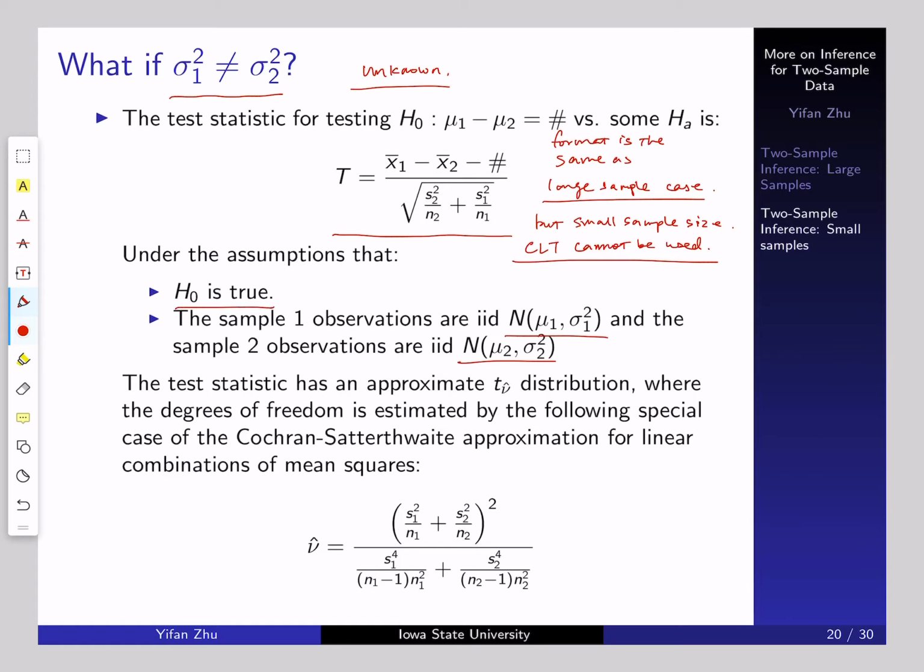Okay, so these are the assumptions. H naught is true, and sample 1 observations are IID with normal distribution with mean mu1 and sigma 1 squared, and sample 2 observations are IID with normal distribution mu2 and sigma 2 squared. And this test statistic has an approximate t distribution with degrees of freedom nu hat.